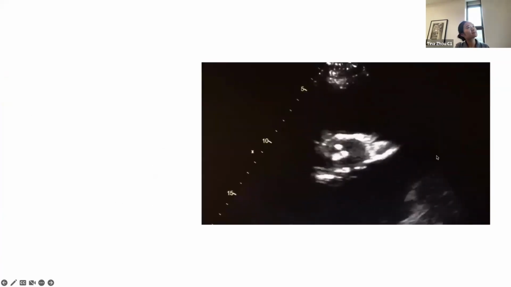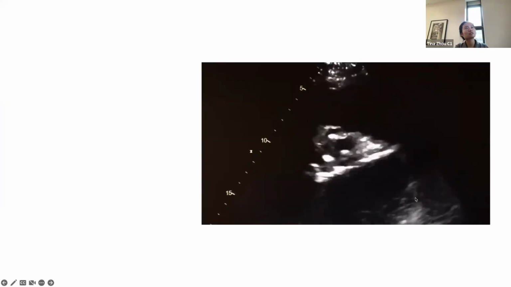All right, moving on. We're looking at the aortic valve. What are these bright spots?